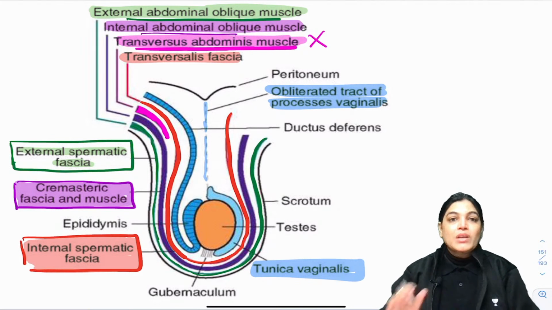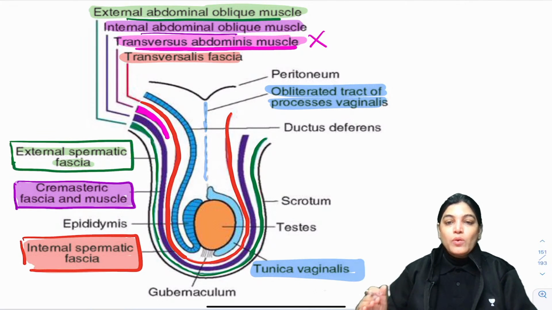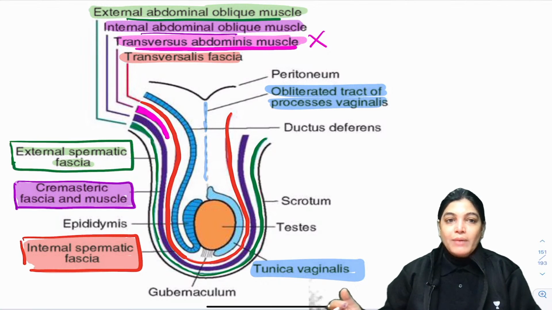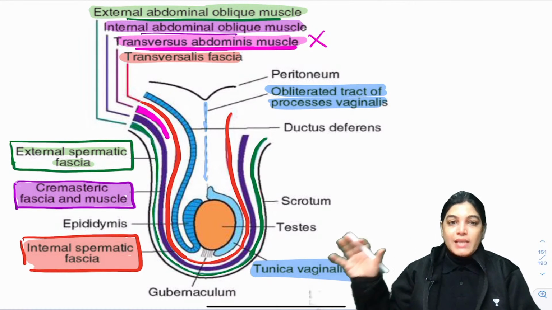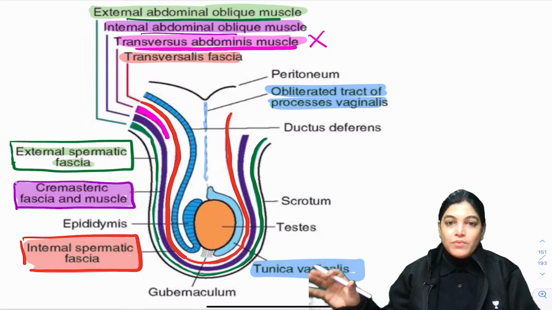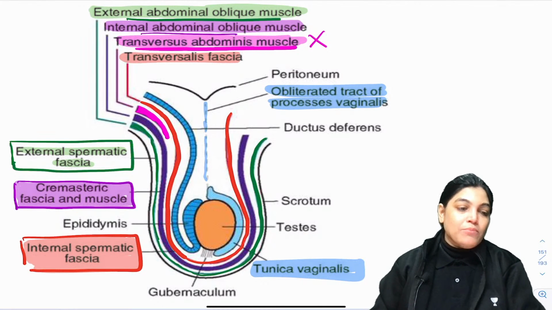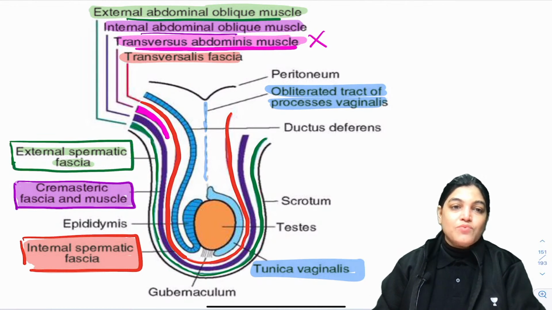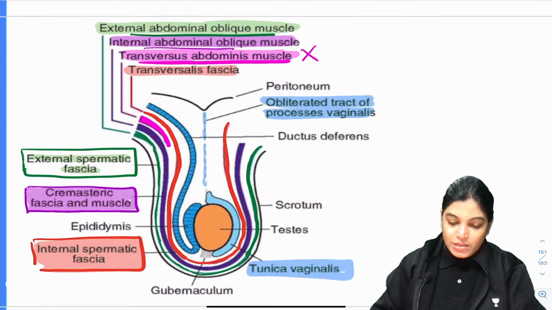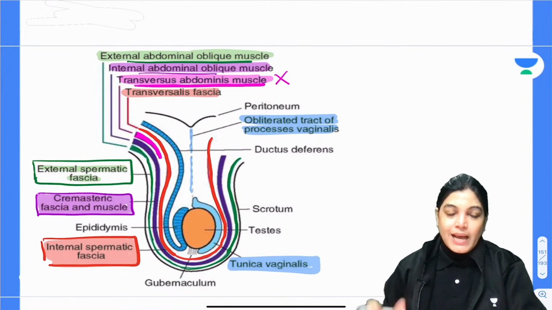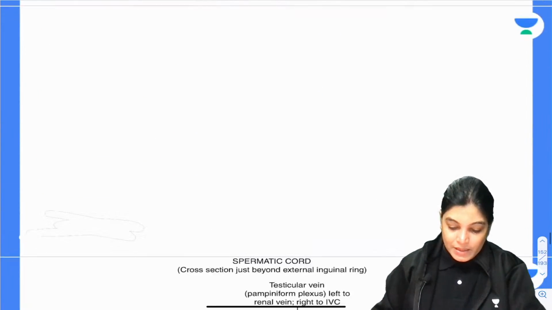Is it okay, everyone? So in this single diagram, we are knowing all the layers of abdomen except the transverse abdominis muscle is not forming any of the spermatic cord layer, but all other layers, external abdominal, internal abdominal oblique muscle and fascia transversalis is forming the layers, that is external spermatic fascia, cremaster muscle and internal spermatic fascia. We have done with this. I have already given you the notes, and this diagram is also showing the similar thing.